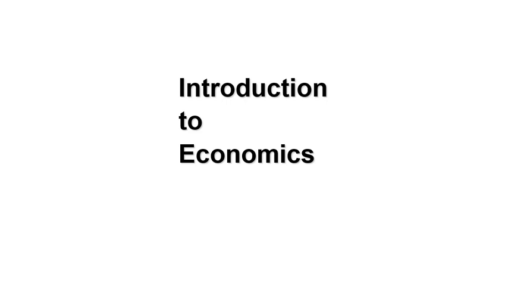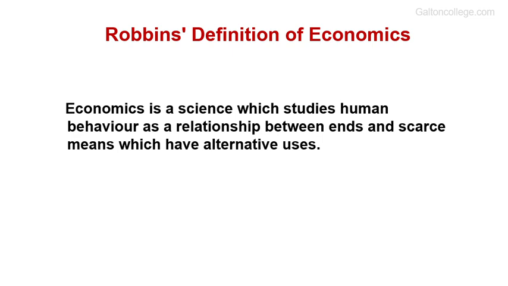In this video, we're going to talk about Robbins' definition. This is an important definition in economics. It includes a lot of aspects or topics that we encounter in the study of economics. So it's an important definition. The definition is: economics is a science which studies human behavior as a relationship between ends and scarce means which have alternative uses.